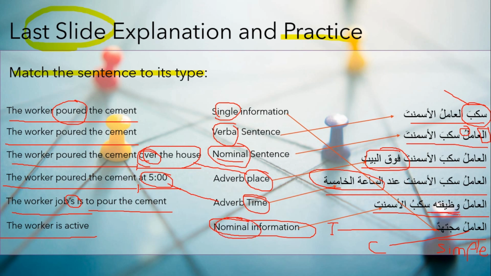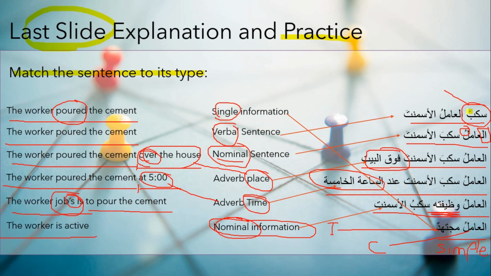العامل وظيفته سكب الأسمنت. Nominal information. In the nominal information, the commencement is العامل. If I say وظيفته سكب الأسمنت, you won't understand anything from this sentence. His job is to pour cement. Who? You will say, who? العامل. This is المبتدأ. This is the commencement.